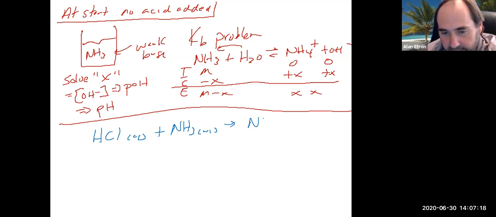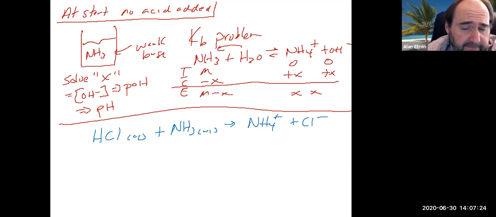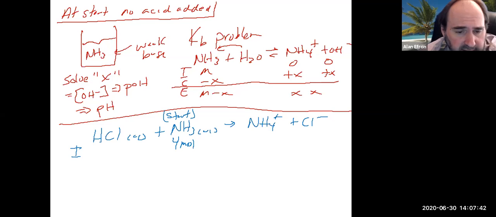Gets us a little ammonium chloride. I'll just separate them. Or again, you could put them together if you like, but we'll keep them separate for this. So again, you would want to do this ice table in moles. So I'm going to just make up my number like I did before. I'm going to assume that I had 4 moles of this guy. And again, this is what I'm starting with in the flask or the beaker. This is what I'm adding.